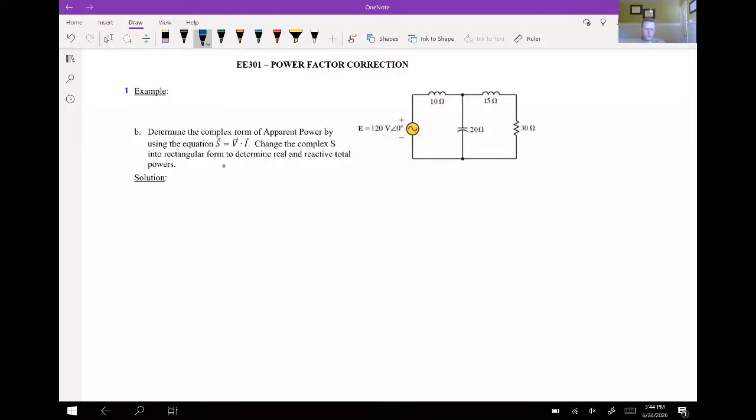Okay, so for this one, we're just going to do part B, which in my opinion is the easier way. By easier, I also mean just more efficient way to solve for these complex powers. When it says complex form of apparent power, what it means is the complex power S.